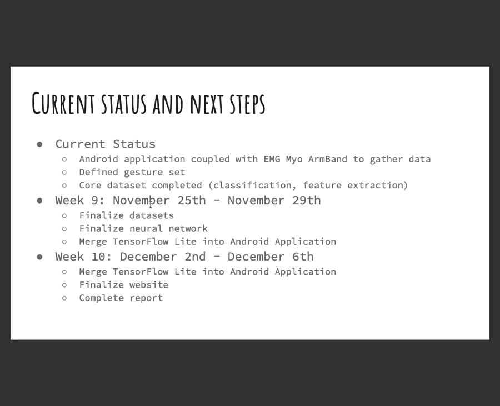We do have our defined gesture set, so we have settled on using the left hand and single tap movements for your index, middle, ring, and pinky finger. And our core data set is complete, so, like I said, we have a little over 80% accuracy in determining what gesture you're actually using.